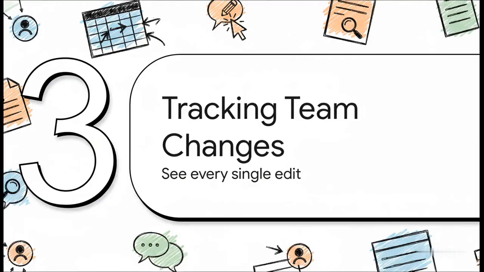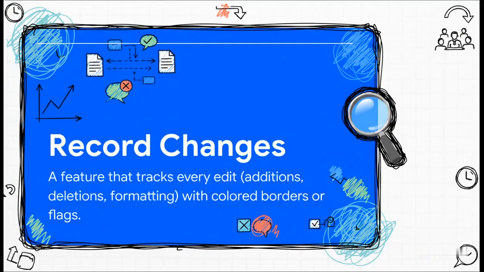So once your sheet is shared, how do you see what everyone is actually doing? This is where another fantastic feature comes in, recording changes. When you turn this on, you can literally see every single edit your team members are making. So what does record changes actually do? Well, it automatically puts a special colored border around any cell that gets edited. You can usually find this option under the Edit menu, then go to Changes, and then Record. Think of it as a complete visual history of your entire document.